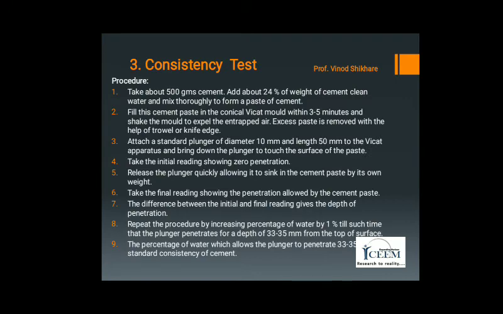To perform this test, take about 400 or 500 grams of cement, add about 25% of the weight of cement as clean water and mix thoroughly to form a paste of cement. Fill this cement paste in the conical Vicat mold within 3 to 5 minutes and shake the mold to expel the air. Excess paste is removed with the help of a trowel or knife edge.